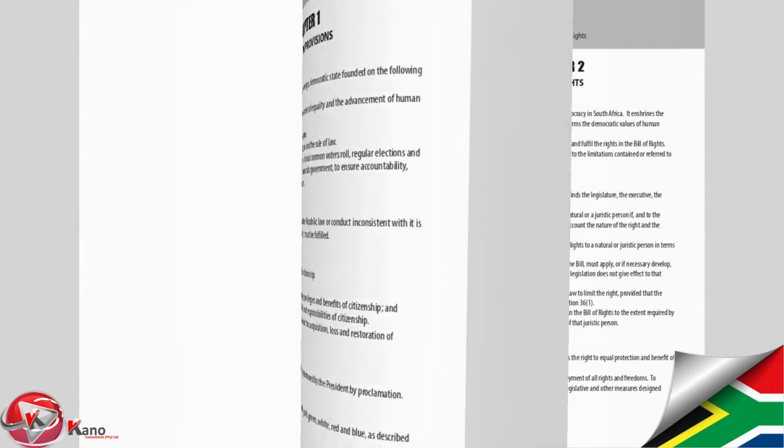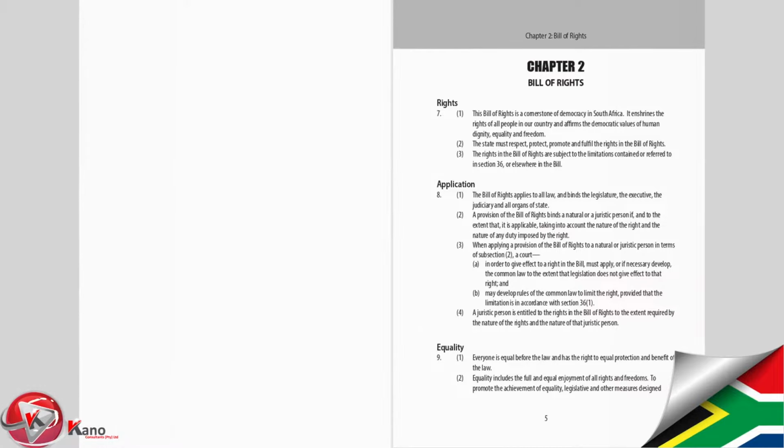Chapter 2 sets out the Bill of Rights. This is arguably the part of the Constitution that has the greatest impact on people's daily lives. The first words of the chapter state clearly that this Bill of Rights is a cornerstone of democracy in South Africa. This chapter also sets out the fundamental rights of not just South African citizens, but in some respects, the rights of everyone. It further protects individuals against government's violations of their rights, and establishes government's duties towards the people. The Bill of Rights also limits some of the human rights under the Constitution.